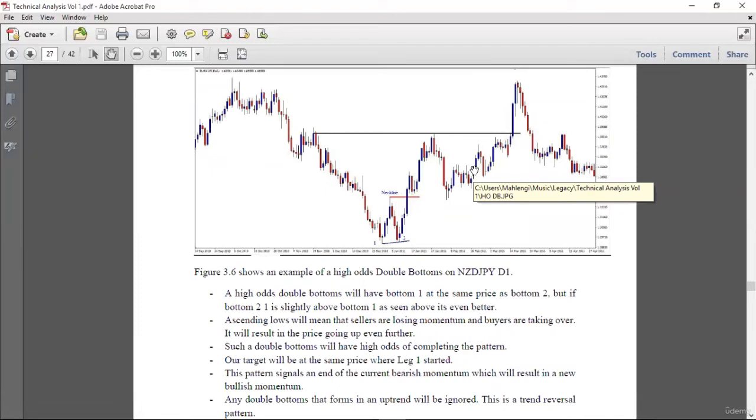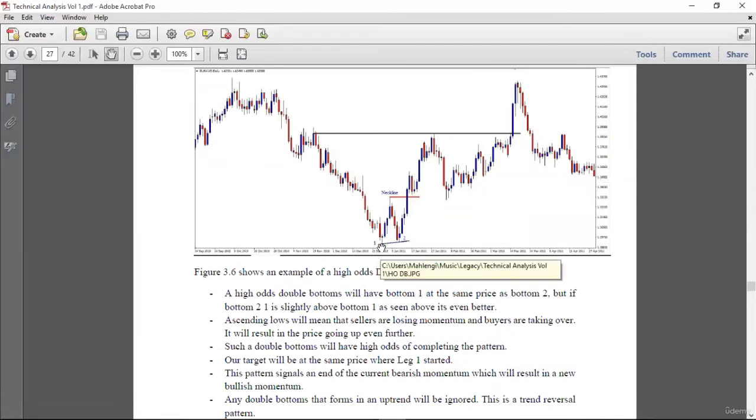Now this is an example of a high odds double bottom. As you can see, it's creating these higher lows. If we have something like this, again, check where it formed. This is in a downtrend. It should be at a previous support. Unfortunately, this one I didn't mark any supports. I don't see any supports here, but it should be at a previous support.